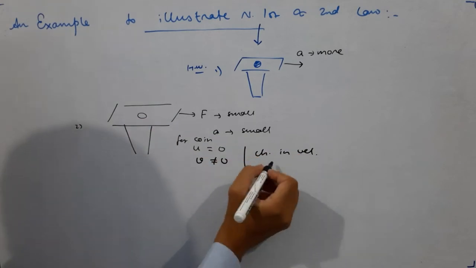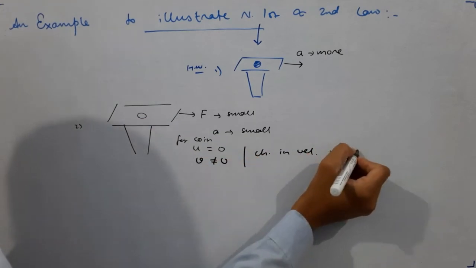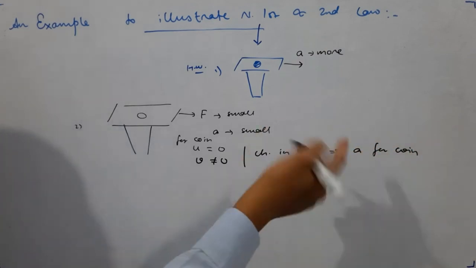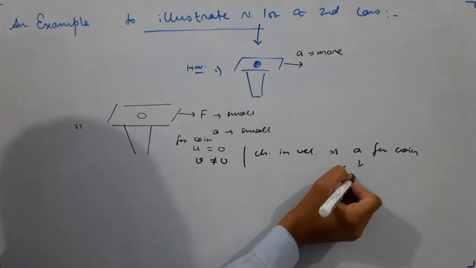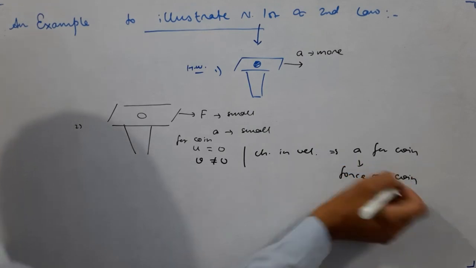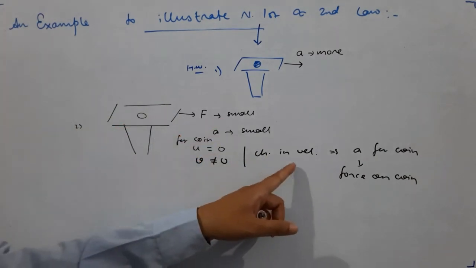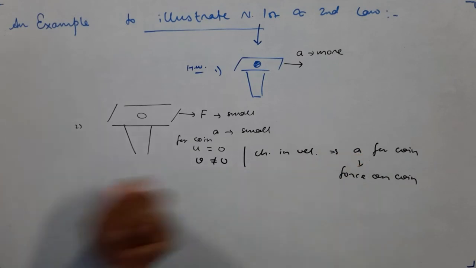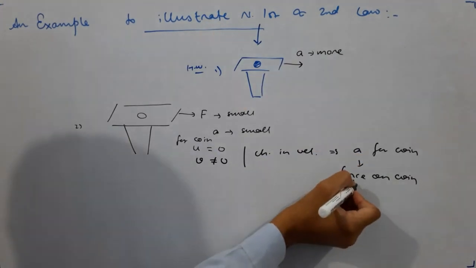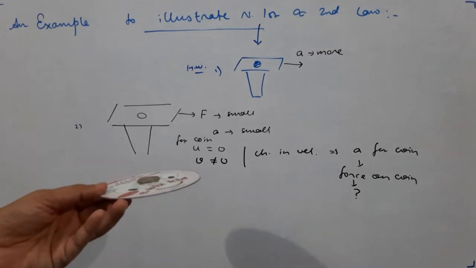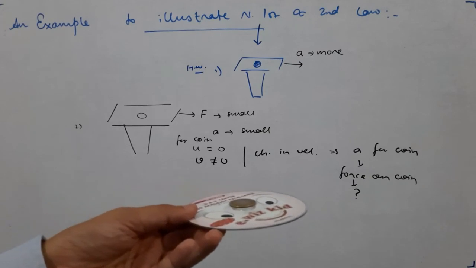If there is change in velocity of the coin, that means there is some acceleration of the coin. And if there is acceleration of the coin, there must be force on the coin. So the logic: initially the coin was at rest, it moved, that means there is change in velocity, that means there is acceleration, that means there is force. Question: who is exerting this force and what kind of force is acting on the coin? You have to tell me the answer. Due to which force is this coin moving?